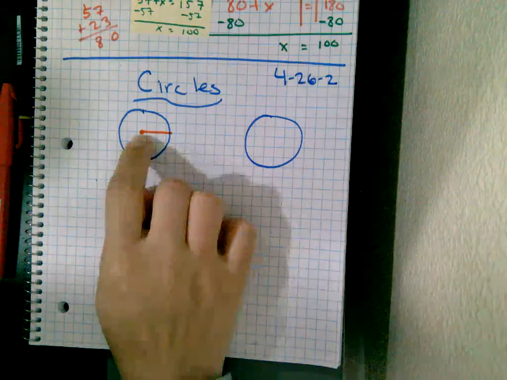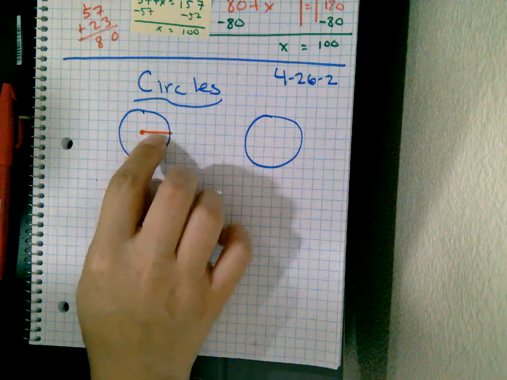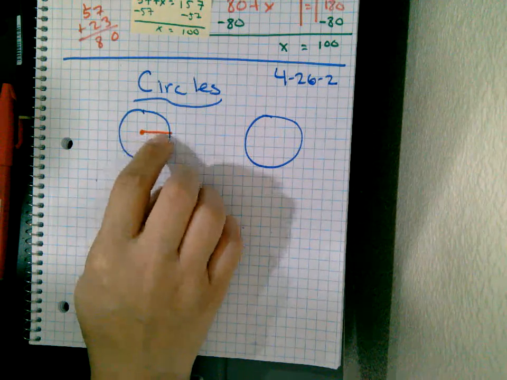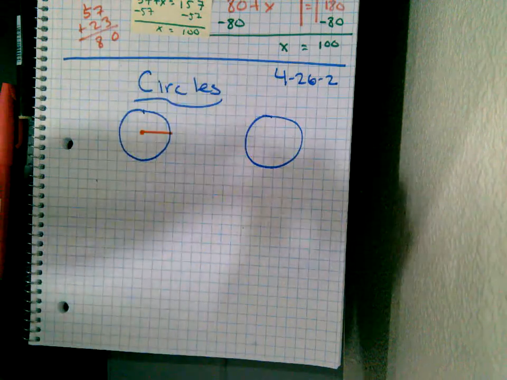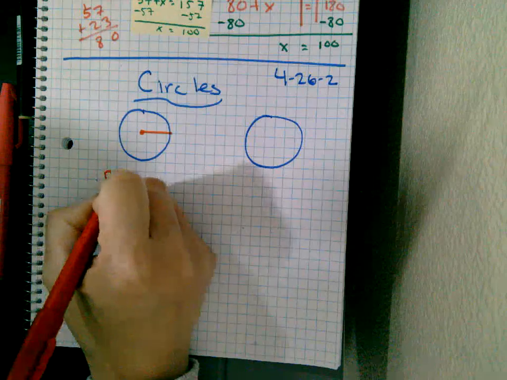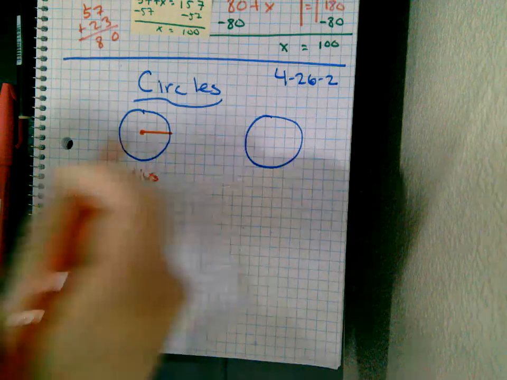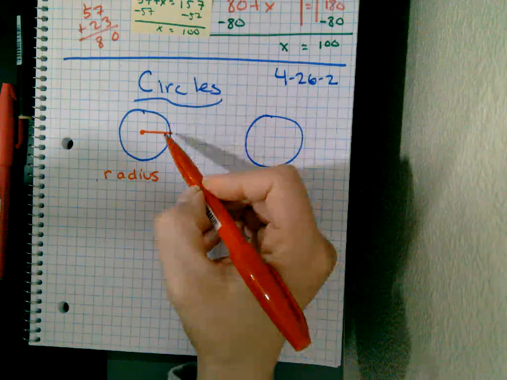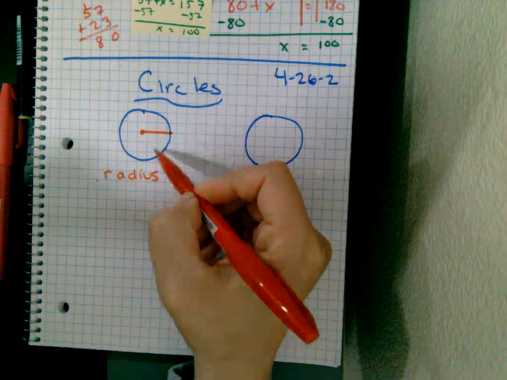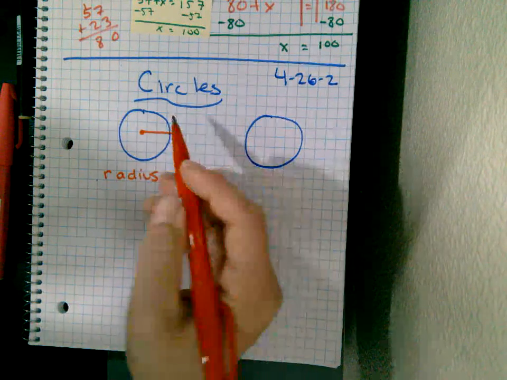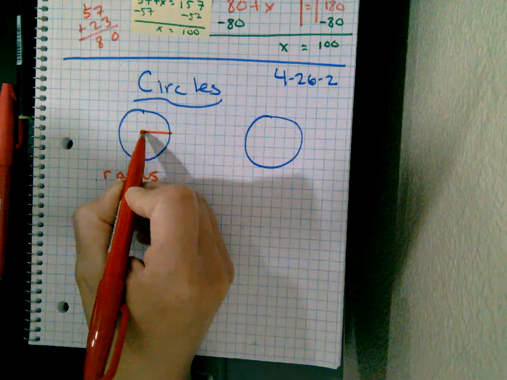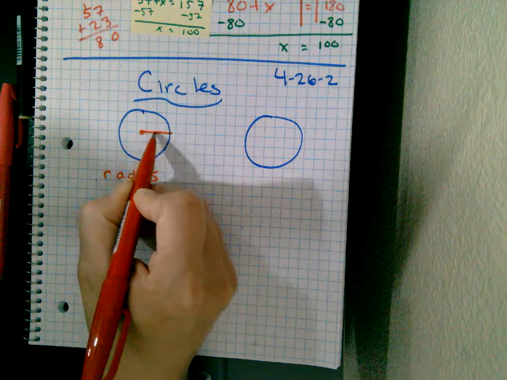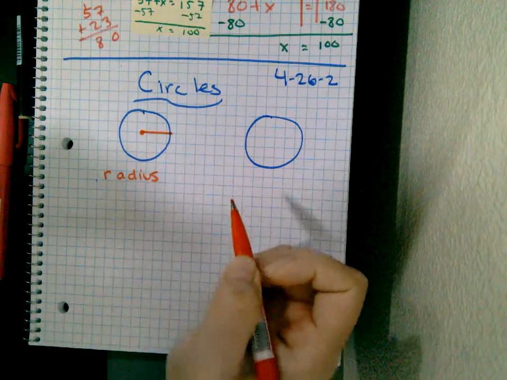Okay, when you have this, which is just like cutting the circle with half a line, the line doesn't go all the way across. This is what we call a radius. Okay, this line right here, this red line, is called the radius. It shows the measurement from here to here. It's a measurement and it's called the radius.